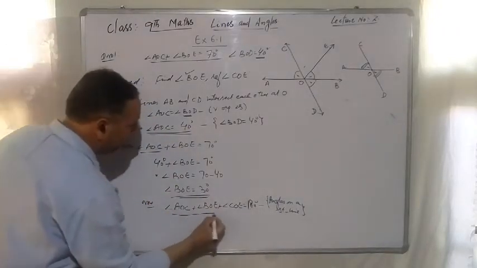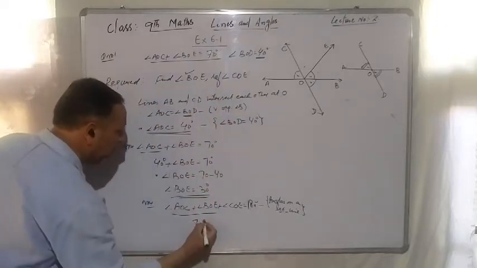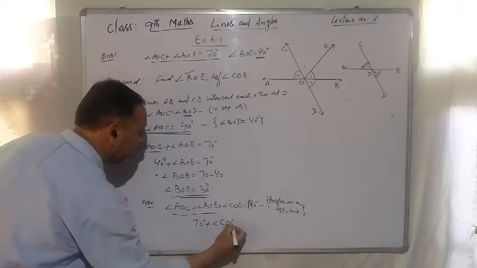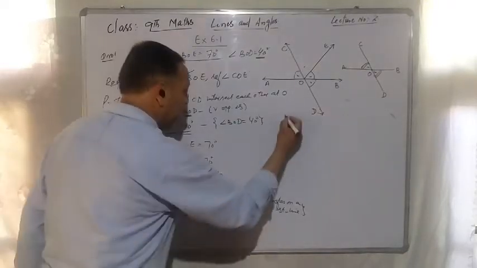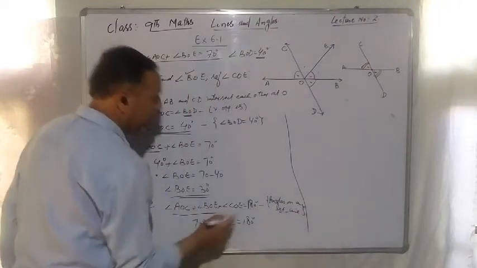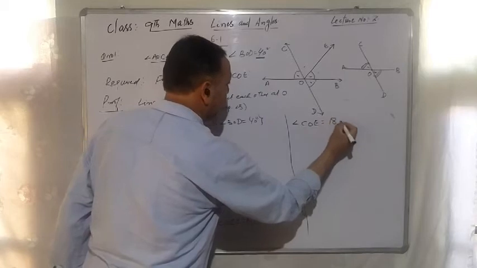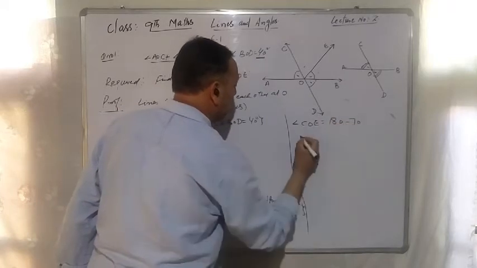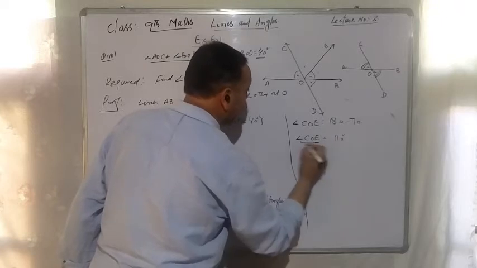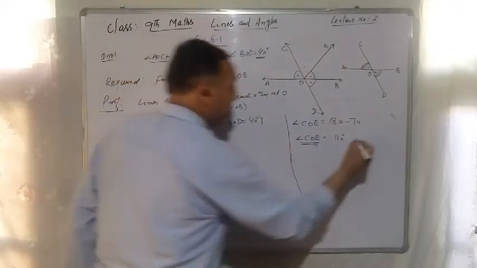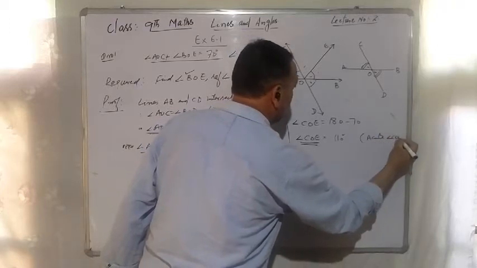Now angle AOC plus angle BOE is given to be 70 degrees. So 70 degrees plus angle COE is equal to 180 degrees. So here we can find angle COE. Angle COE is equal to 180 minus 70. Angle COE is equal to 110. And remember, this is acute angle COE.